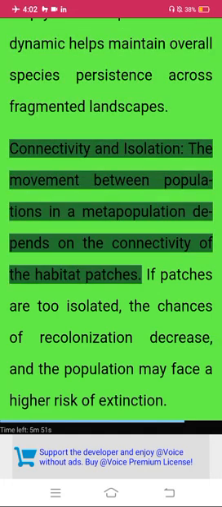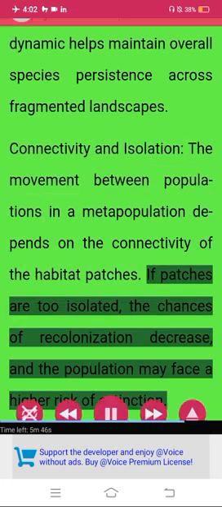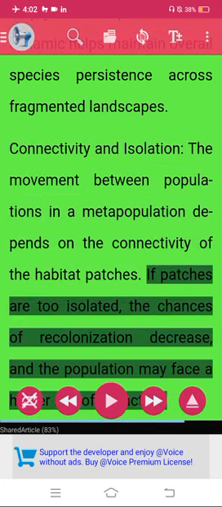Connectivity and isolation. The movement between populations in a metapopulation depends on the connectivity of the habitat patches. If patches are too isolated, the chances of recolonization decrease, and the population may face a higher risk of extinction.